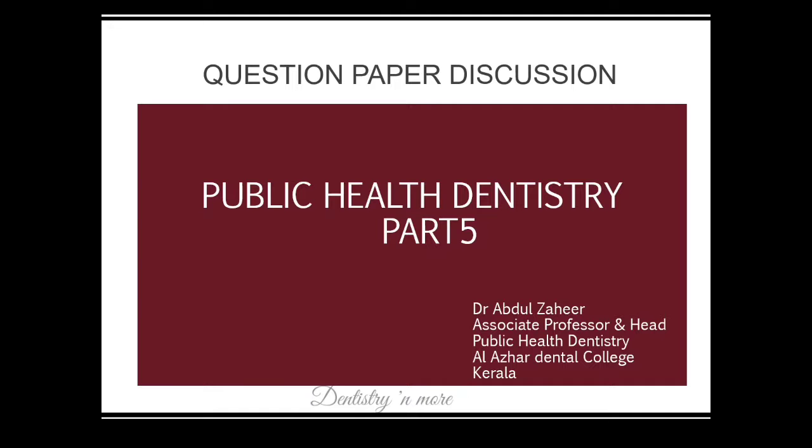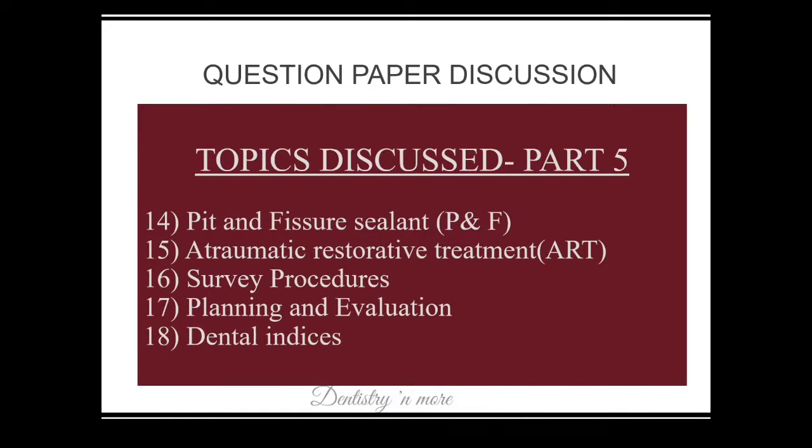We are into part 5. This part includes pit and fissure sealants, atraumatic restorative treatment, survey procedures, planning and evaluation, and finally the dental indices. Out of these 5 topics, survey procedures are very important. Every 2 years the long essay will be on survey procedures. It is nothing but an extension of epidemiology. The way we conduct a survey and the steps in a survey are the important things in survey procedures.